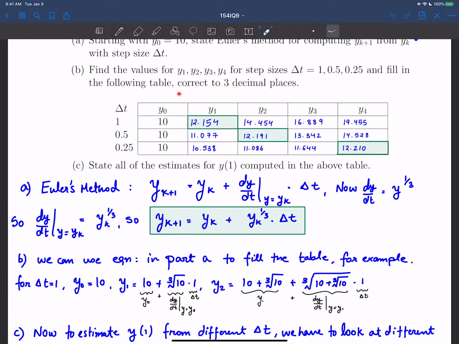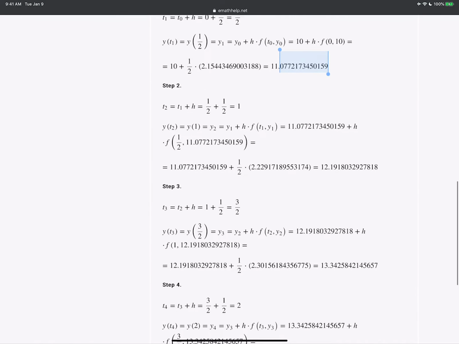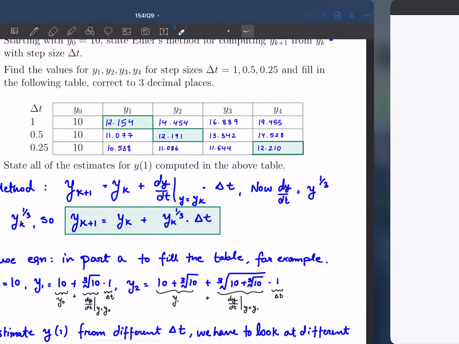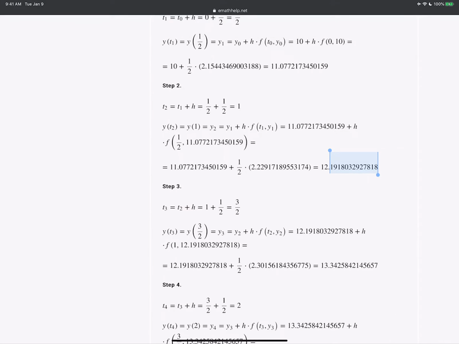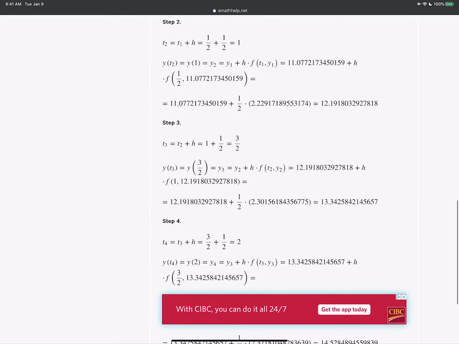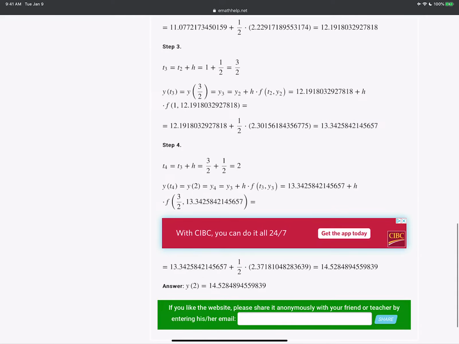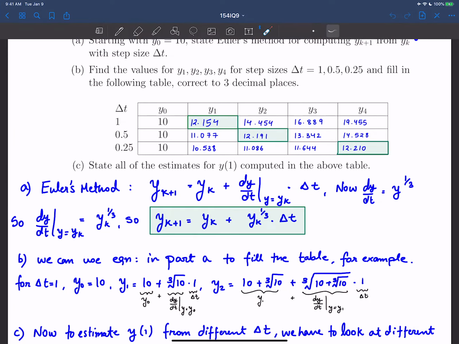Because now one step has a distance of 0.5. The next step is going to be y of 1, then y of 1.5, and then y of 2. If you look at the other steps, it's very similar. You copy this down. The next step is 12.191, that's why you have it here. Then you go back here. That's step 3, and step 3 is 13.342. And then 14.52. That's how you compute the values for this table.